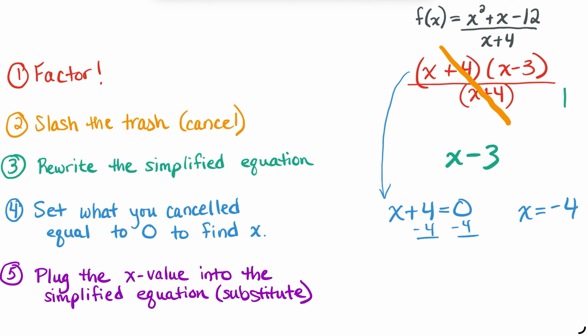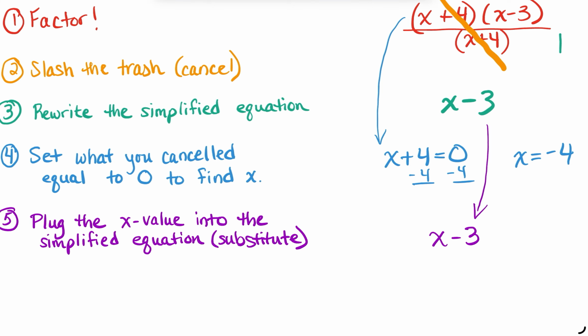And then you're going to take that and plug it into your simplified equation. So my simplified equation is this x minus 3. So I'm going to put that down there. And we're going to substitute that negative 4 in. So negative 4 and then minus 3. Remember, those parentheses don't necessarily mean we're multiplying. It's just to help us note that it's a negative 4. So that's going to give us a negative 7.